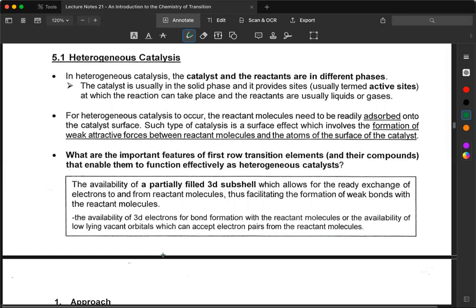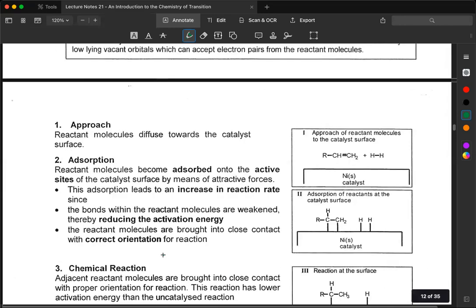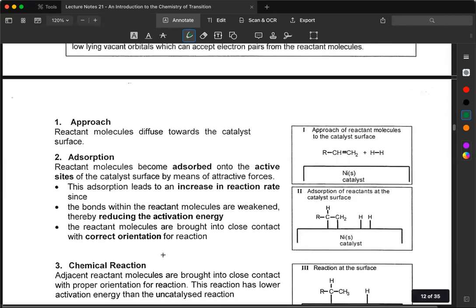Okay? So they either use the 3d electrons to form bonds with the reactant molecules, or the catalysts use their orbitals to accept electron pairs. So they have this flexibility there. So this is the mechanism of what happens during heterogeneous catalysis. The reactant molecules will first diffuse towards the catalyst surface. Okay, so the reactant molecules will start to approach, come nearer to the catalyst surface.